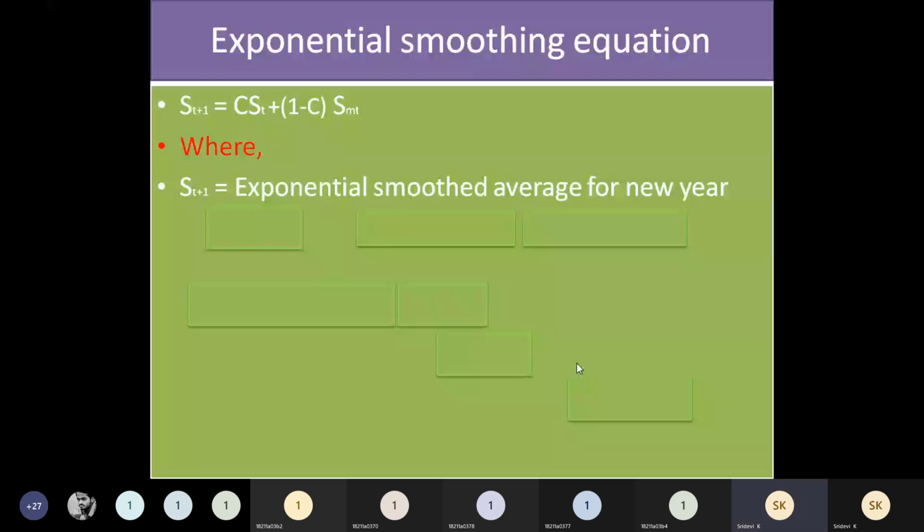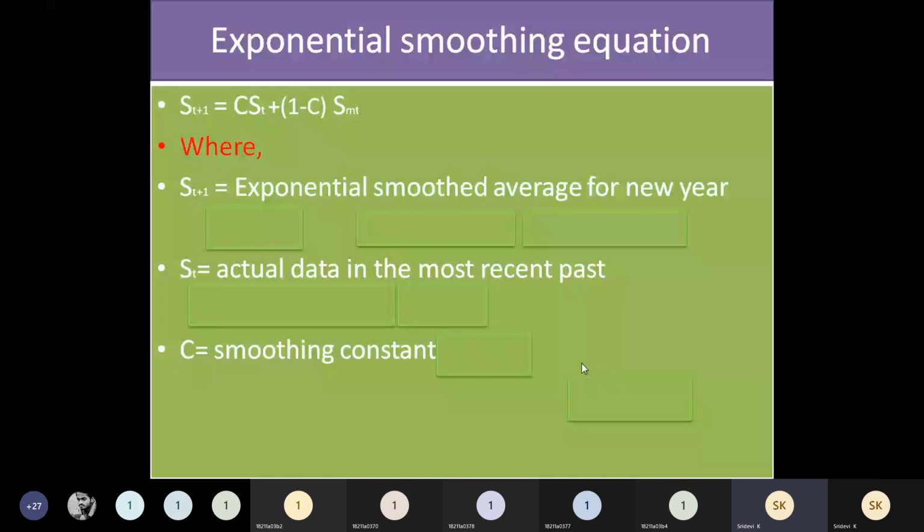And S(t) stands for actual data in the most recent past. So that means you are calculating for the sixth day, no? So what is the fifth day actual sales? We got 55, no? In the data that was given in the problem, 55 was the sales which were actually sold. So 55 is taken here for the S(t) value. Recent past means if you are calculating for the sixth day, you have to take the fifth day sales. And c is the smoothing constant, which was 0.1, given in the problem.